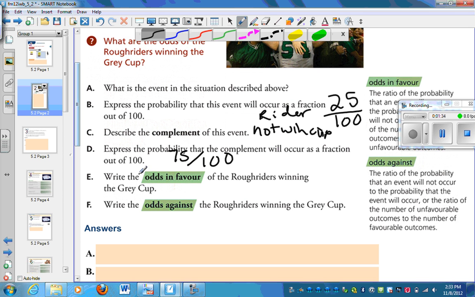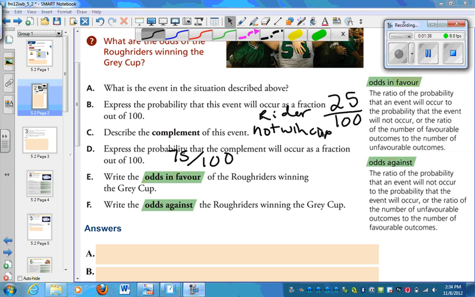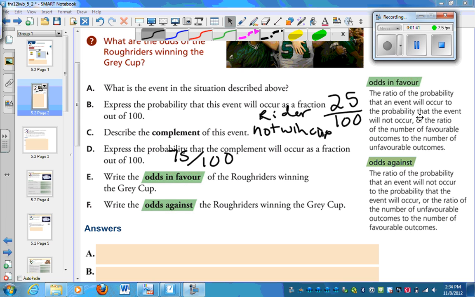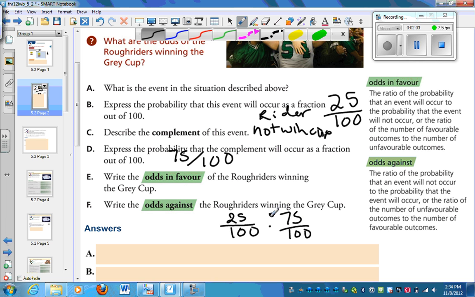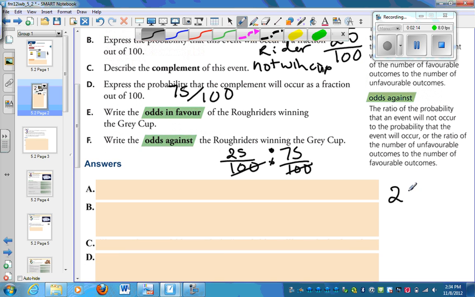Write the odds in favor of the Roughriders winning. And here we see what odds in favor are: the ratio of the probability that the event occurs to the probability that it will not occur, or the ratio of the number of favorable to the number of unfavorable outcomes. So we have to do a ratio of 25 to 100 is to 75 to 100. Simplifying this, we can multiply both sides by 100 and just get 25 to 75. And can that be reduced? Well, you can see that this is 3 times as much as that. So there's a 1 to 3 odds in favor of the Roughriders winning.